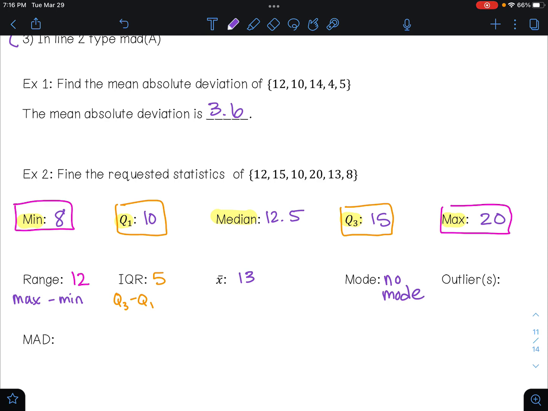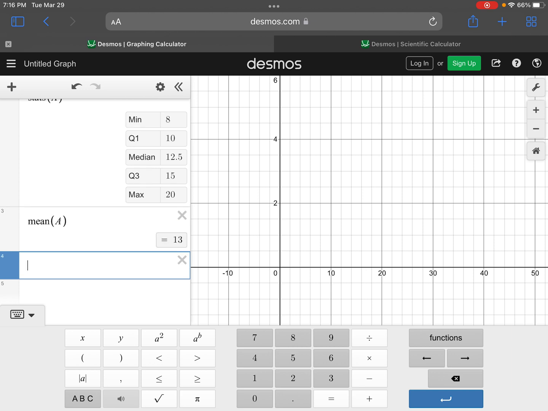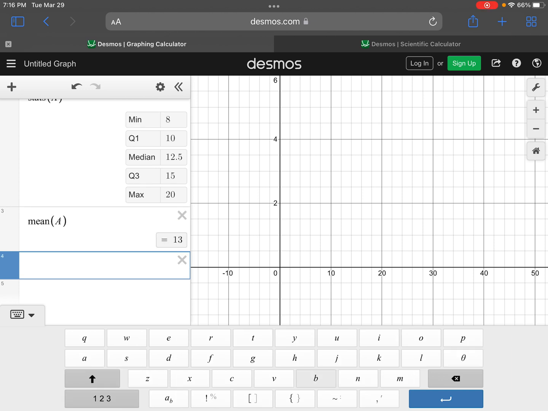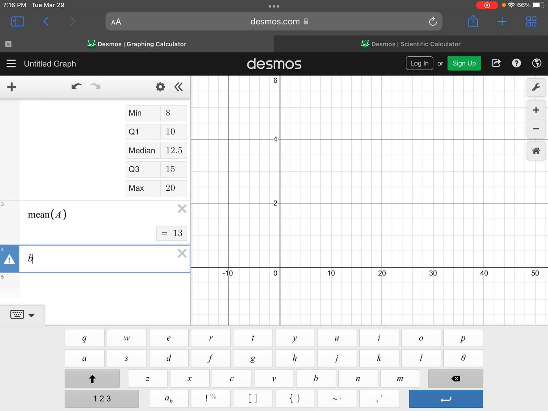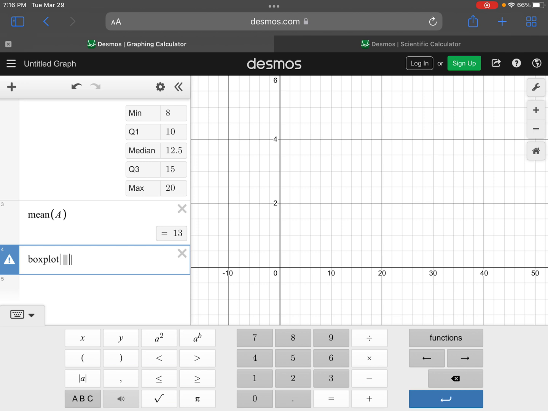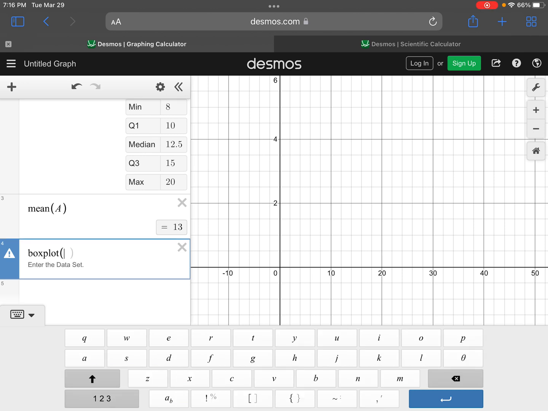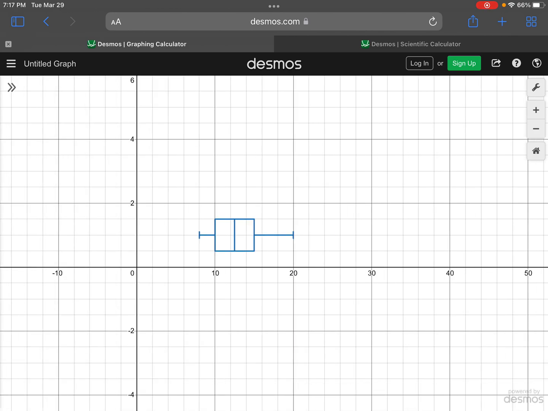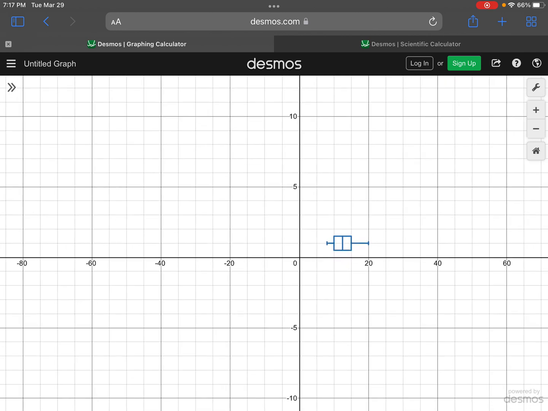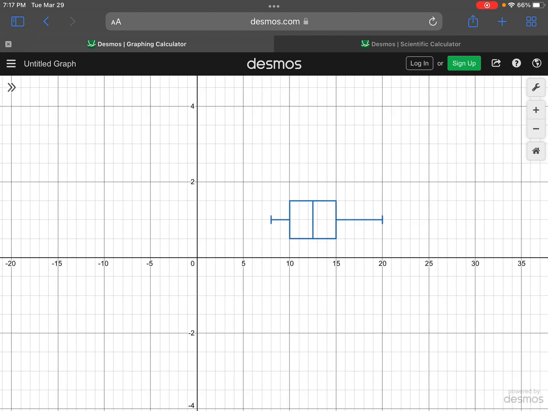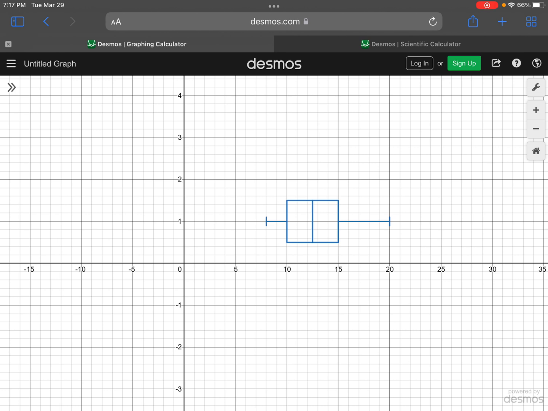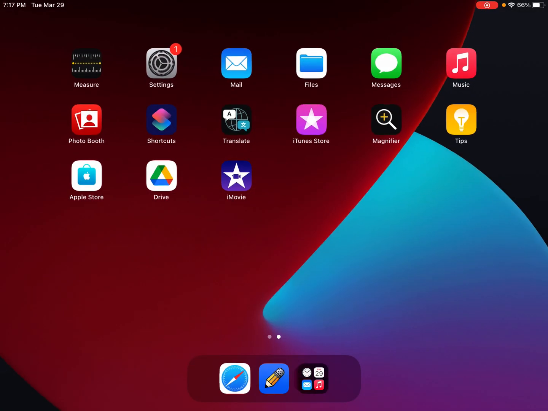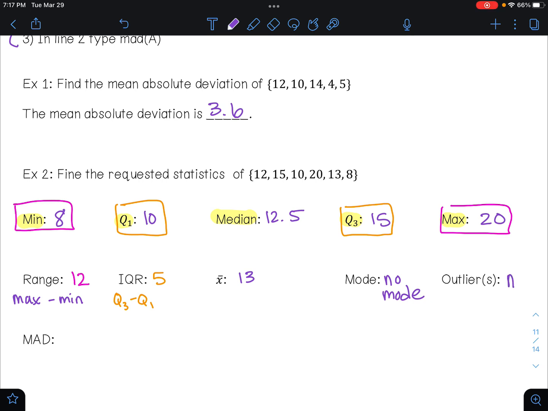For our outliers, you could use your formula, or you could come over here to Desmos and create a box plot of this data. So if I do box plot of list A, and I'm just going to make sure here I'm all zoomed in. There are no open circles, so there are no outliers here. So we do not have any outliers.